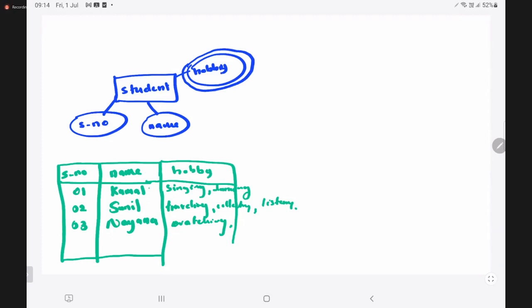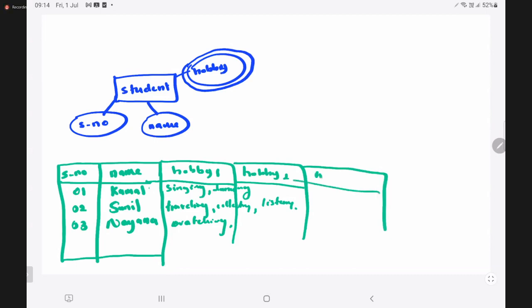So, you can draw this way. Hobby 1, Hobby 2, Hobby 3, then you can put these values in here: dancing, traveling, listening, reading, likewise. Can you draw this way? You can put it like this.